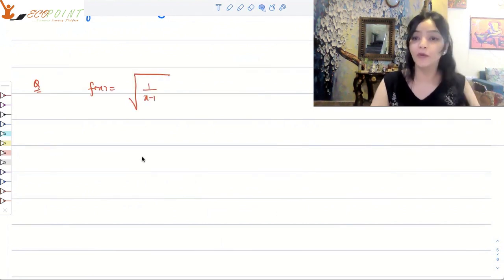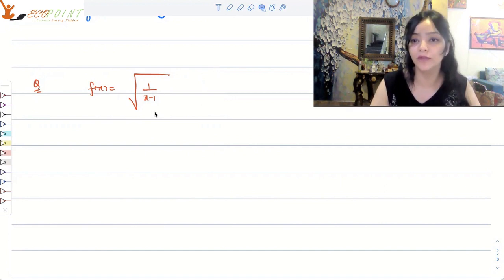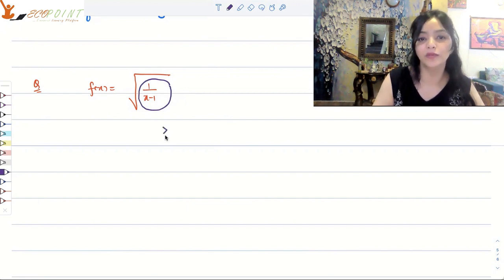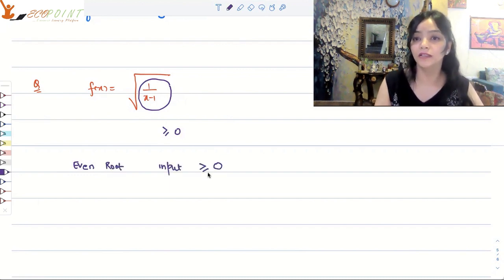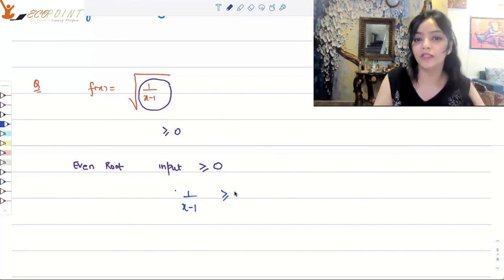Let me give you a question. Suppose the function provided to you is square root of 1 upon x minus 1. What's happening here? You have a square root function, an even root. When you have an even root function, the input that you put in here has to be greater than or equal to 0. For every even root function, input should be greater than or equal to 0. If that is the situation, then with our input being 1 upon x minus 1, that should be greater than or equal to 0.